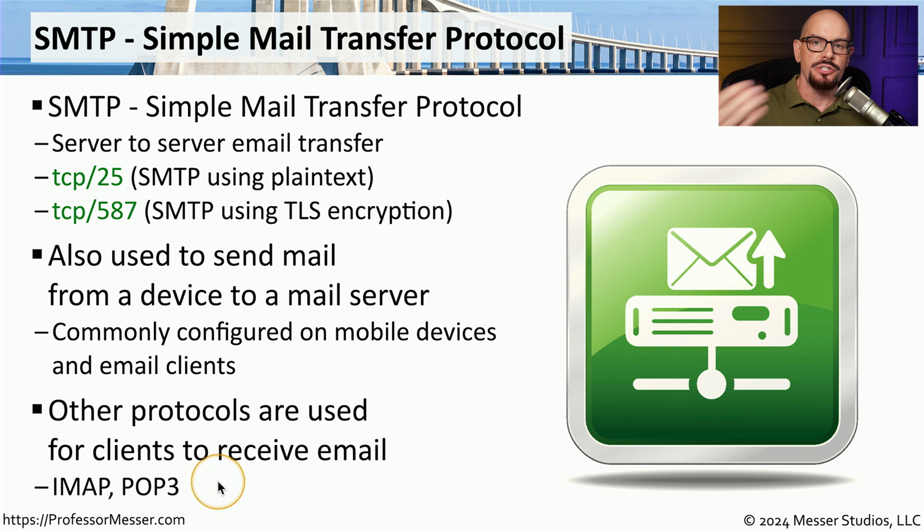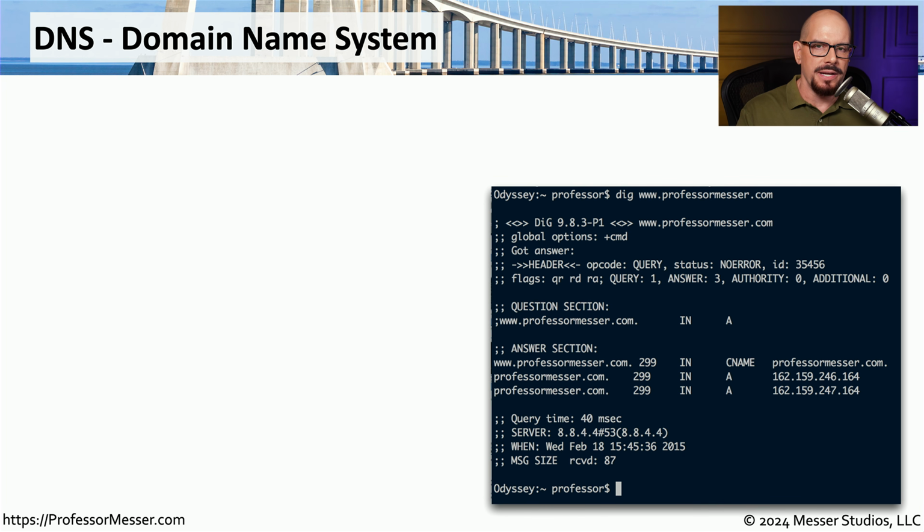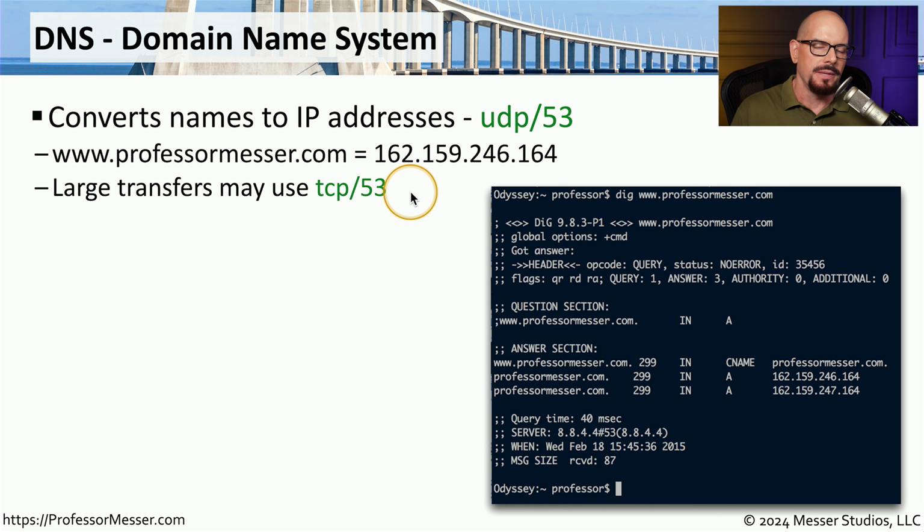So anytime that you are sending email or you're transferring email between email servers, you're probably using SMTP, or the Simple Mail Transfer Protocol. We don't often memorize the IP address of devices that we communicate with. Instead, we use the Fully Qualified Domain Name, or FQDN. And the way that we translate between the fully qualified domain name and the IP address is we use a DNS server, and that stands for Domain Name System. DNS commonly uses UDP port 53 to be able to perform this name query.